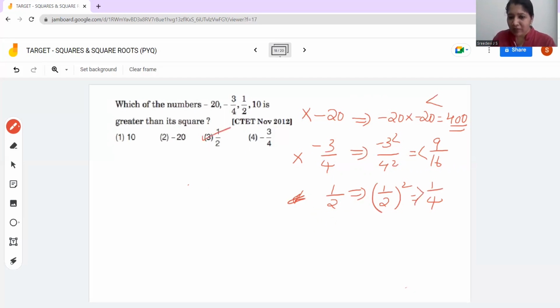So if we need, we can check the next option also. That is 10. Next value also 10. What is 10 square? 10 square is 100, right? So 100 is obviously greater than 10. So our correct answer is 1 by 2.